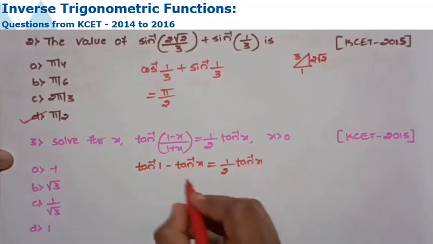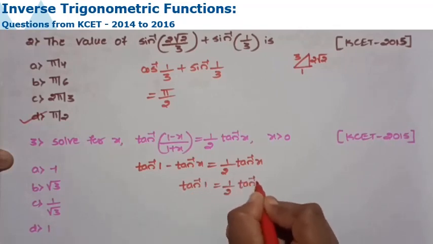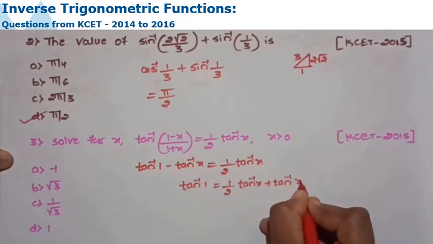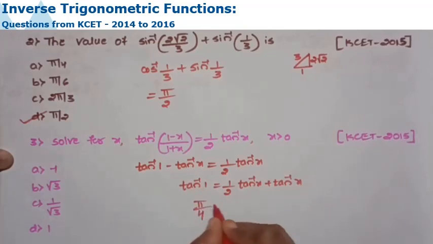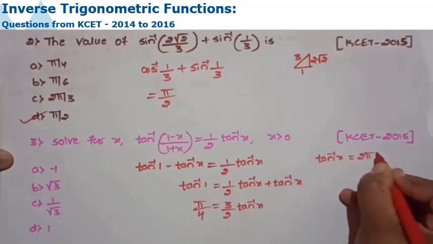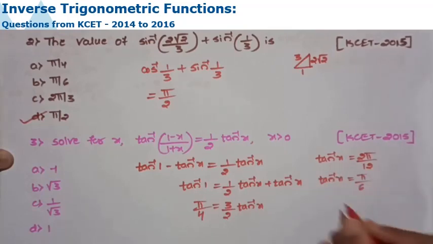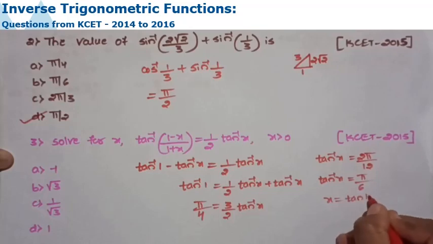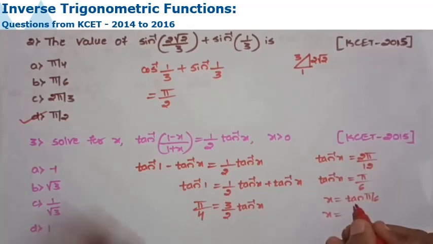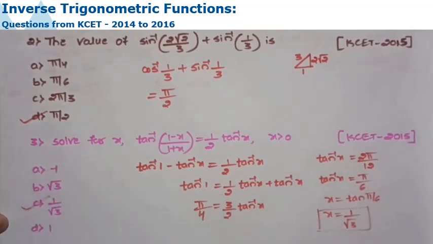Sending this minus tan inverse x to the other side, we get tan inverse 1 is 1 by 2 tan inverse x plus tan inverse x. Tan inverse 1 is pi by 4. 1 by 2 tan inverse x plus tan inverse x is 3 by 2 tan inverse x. Therefore we get tan inverse x equals 2 pi by 12, so tan inverse x is pi by 6. Therefore x is tan pi by 6, that is tan 30 degrees, which is 1 by root 3. Therefore option number C is correct.